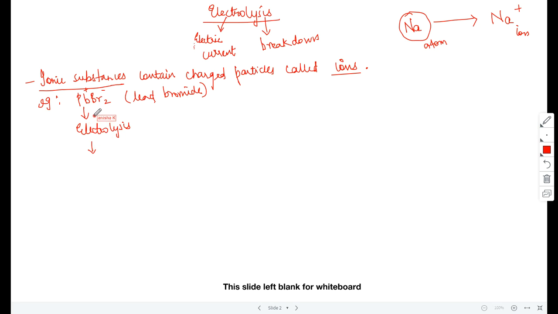Electricity is the flowing of electrons. Now, what happens? They get divided. How? They get broken down in the form of Pb plus and Br minus. Right? Covalent compounds cannot act as electrolytes. So for any substance to work, the compound should contain ions, which means it should have electrons ready to give or take. That means compounds must have ions for electrolysis to work.